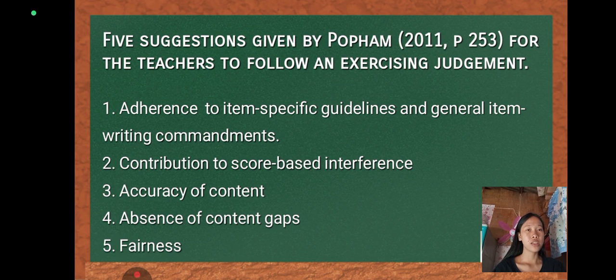Next are the five suggestions given by Popham, 2011, page 253, for the teachers to follow in exercising judgment. First is the adherence to item-specific guidelines and general item writing commandments. The preceding chapter has provided specific guidelines in writing various forms of objective and non-objective types of responses, for measuring lower-level thinking skills and higher-level thinking skills.